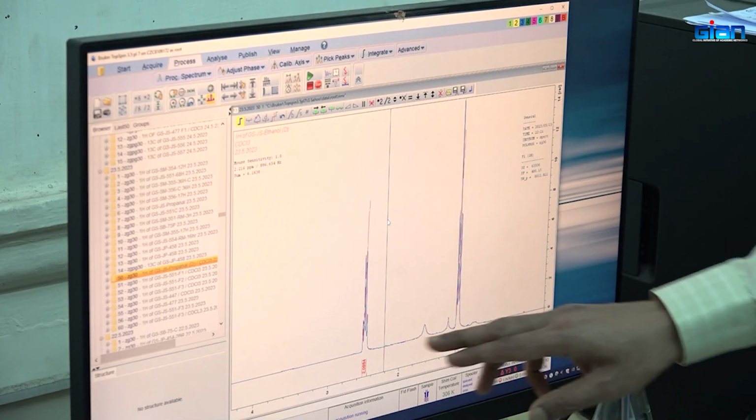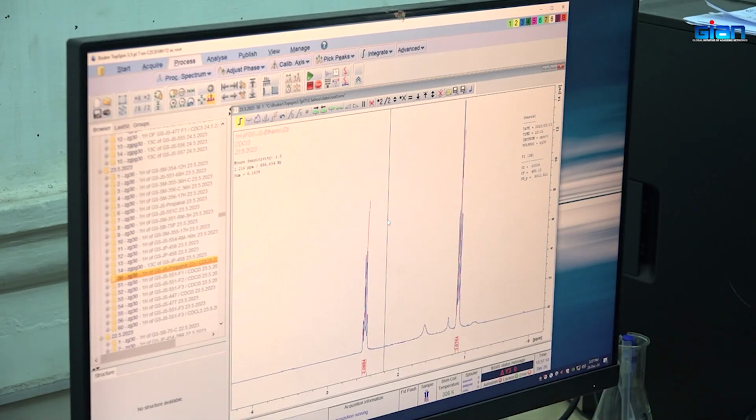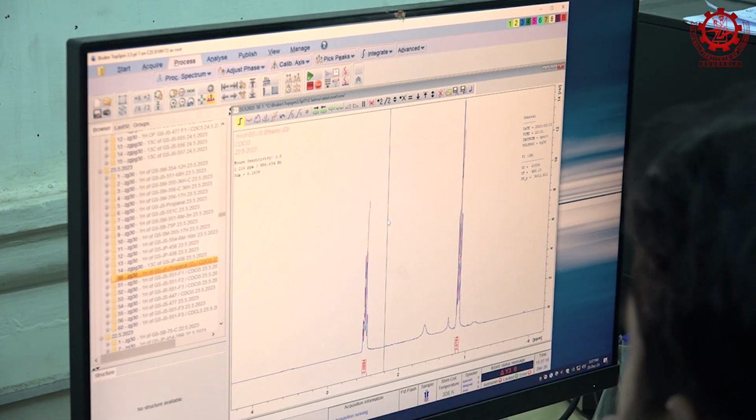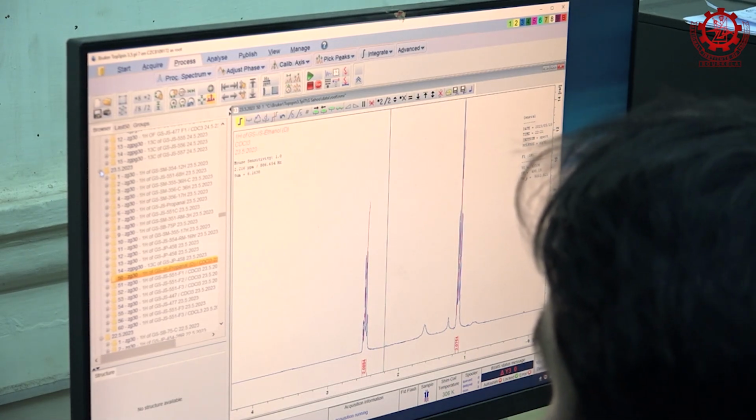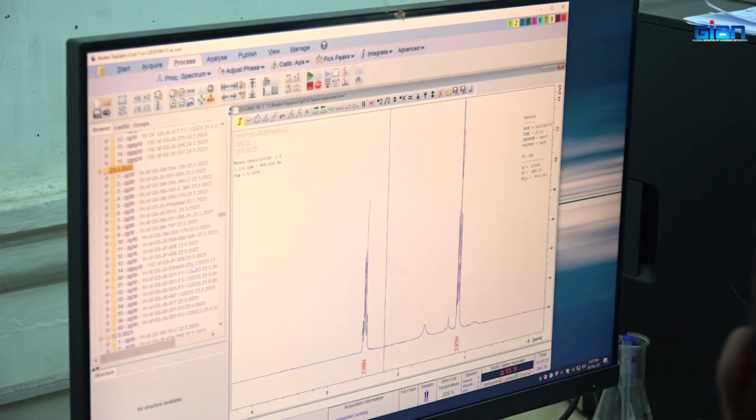So these values tell you how many protons are present there, and this spin multiplicity, I mean the number of peaks in a single peak, tells about how many neighboring nucleus are present with respect to that particular peak. Okay, so that says.